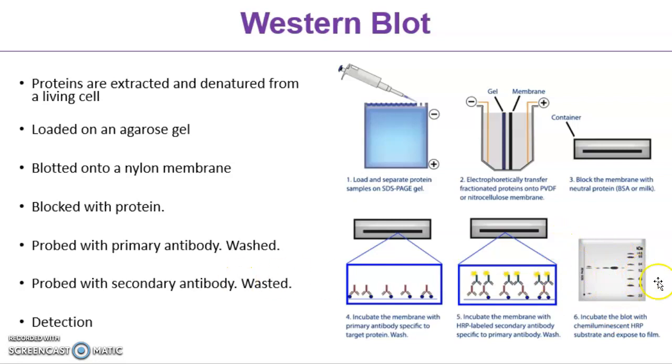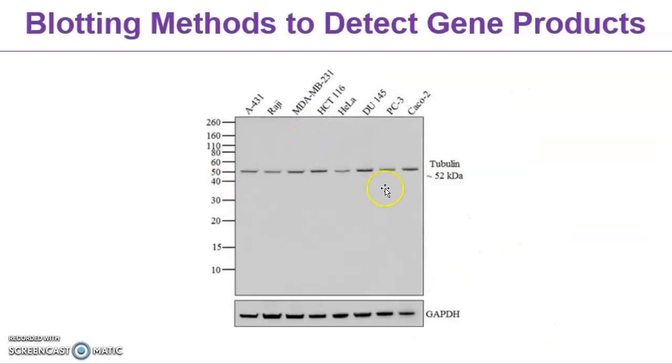But what you get is very similar to what you've seen with the northern, okay? And so this is taken from a Western blot, and here you can see the levels of tubulin that show up in different cells. Now here you see they are all about the same size, but the darker the band, the more that is expressed there.